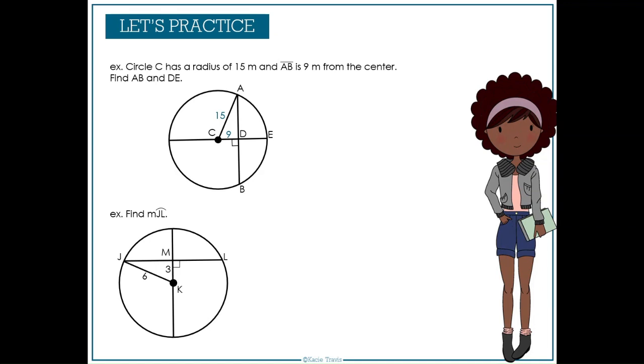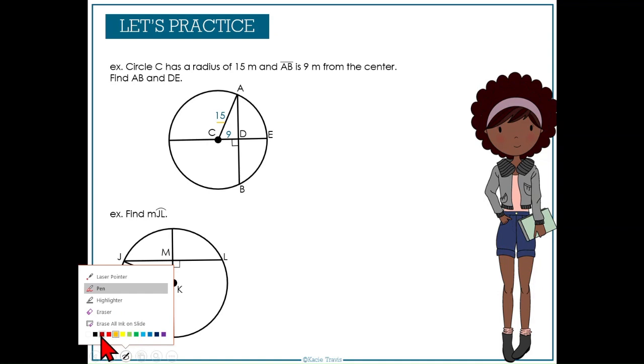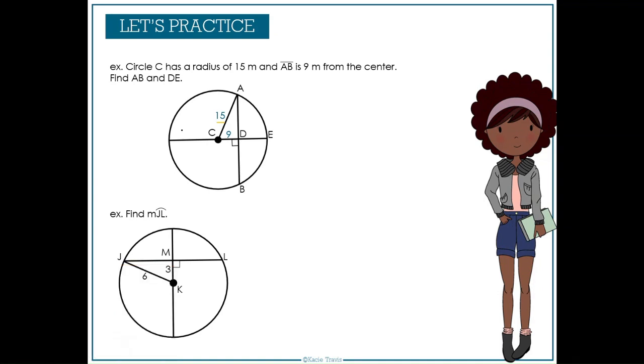Like when they said that this radius was 15, that means that any other radius that we have on here is also 15. So let's turn this into something black. There we go. That means that this radius over here is also 15. This is going to come into play when we figure out how big DE is. So first, let's figure out what this side is.